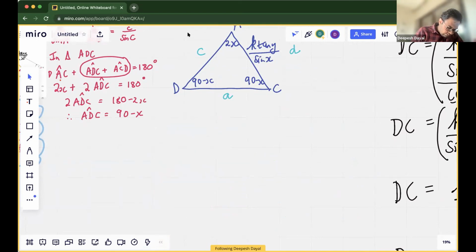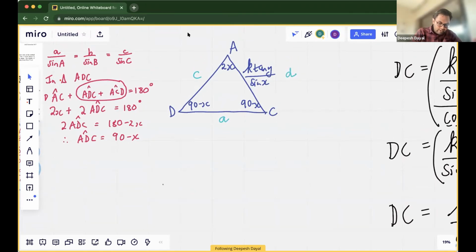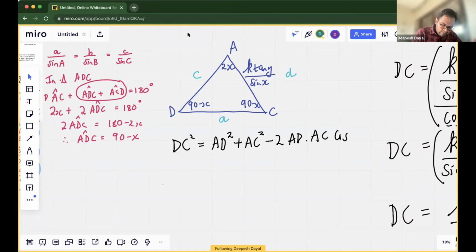Okay, so we've got the cosine rule, which is using DC as the part that we're looking for. So we can say DC squared equals to AD squared plus AC squared minus 2AD times AC cos 2x.